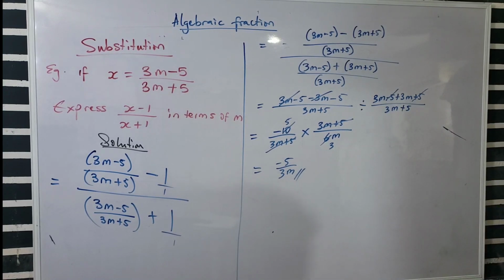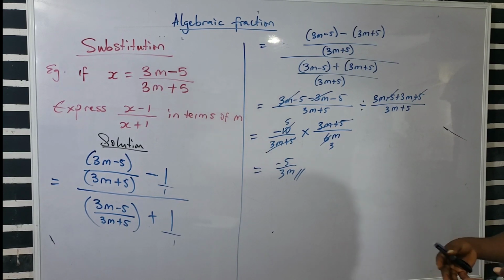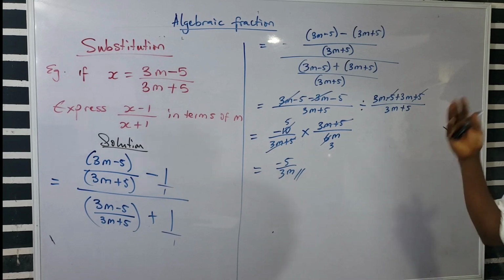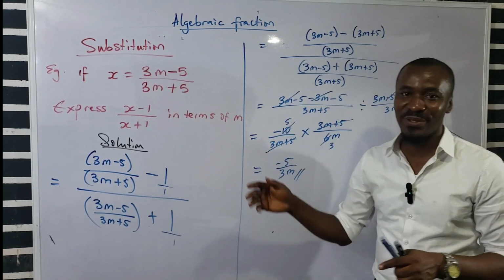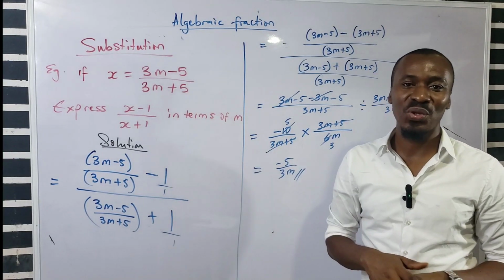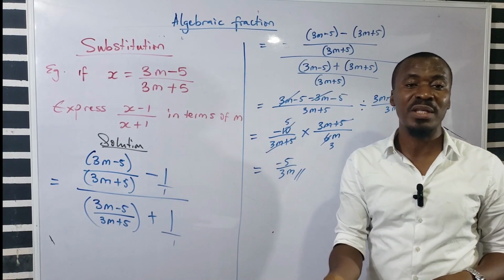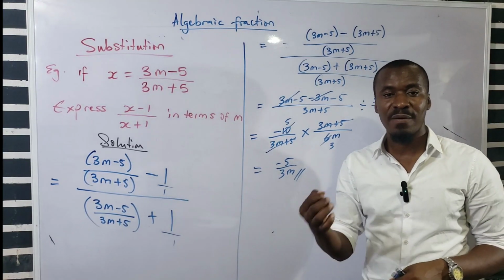So this is where we are going to end this class on substitution. So the next thing we are going to do is algebraic fraction or algebraic equation involving fraction. So we are going to have an algebraic fraction that we are going to solve this time around, because there will be an equality sign, and whenever there is an equality sign, we are expected to solve to get a value for our variable.